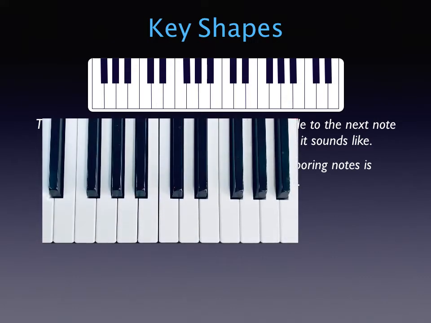A half step is the distance between two closest neighboring notes. Very often, half steps are from white to black, or from black to white. Sometimes half steps are white to white, but never black to black, because there's always a white note, at least one, between the two black notes.